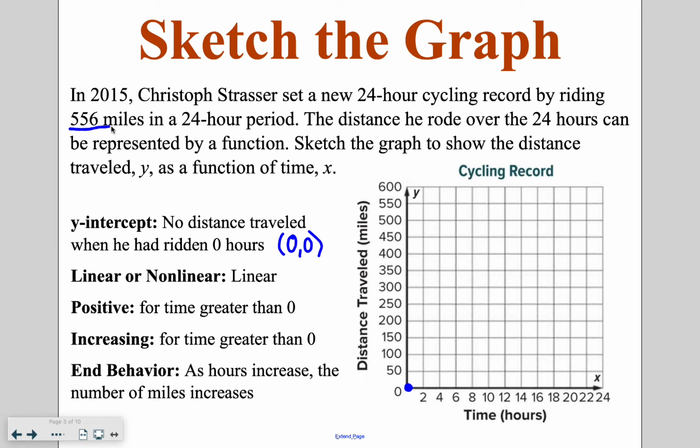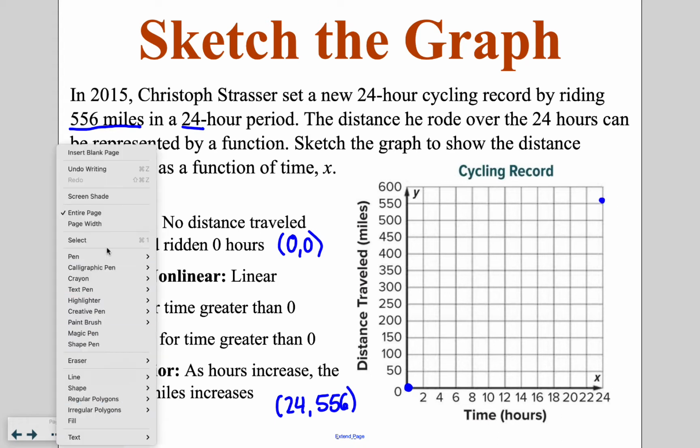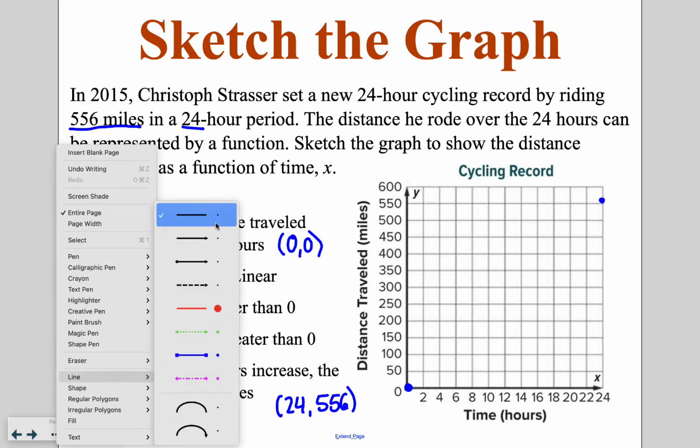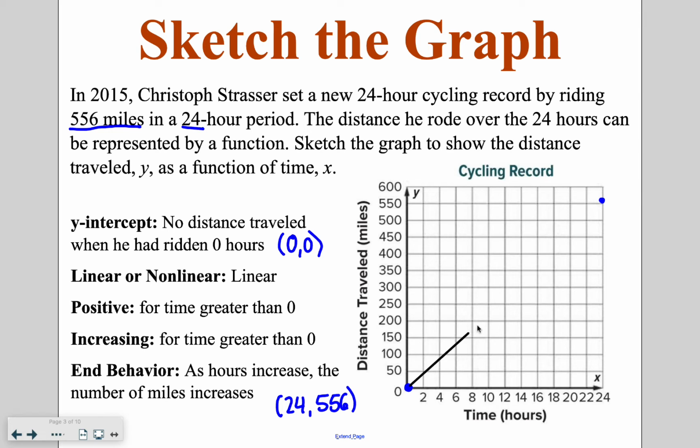In this case, we have the 556 miles in the 24 hours, which means your second point is going to happen at 24 hours, 556 for the distance in miles. So I'm going to go all the way over to 24, and I'm going to go up to 556, which is just going to be slightly above 550. And then since it is a line, I'm going to break out my straight line, or in your case, a straight edge, and connect those 2 points: increasing, positive, linear, and given our 2 points.